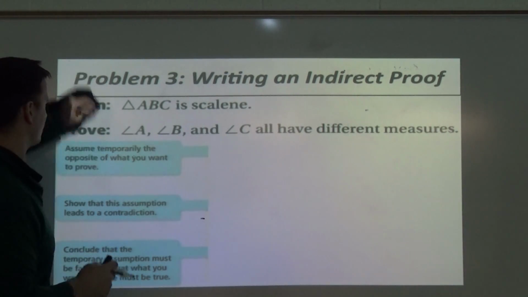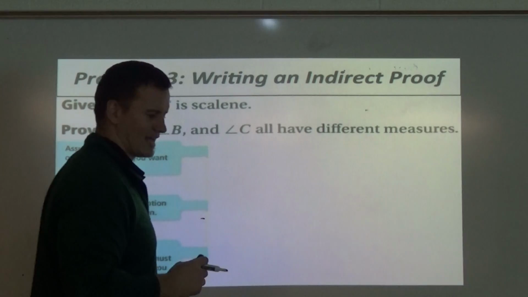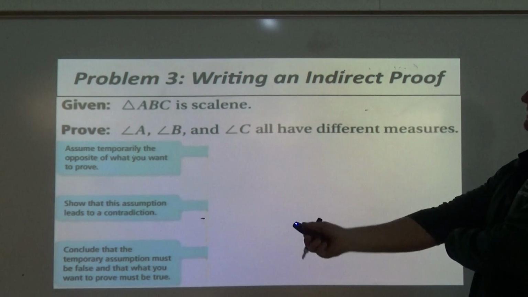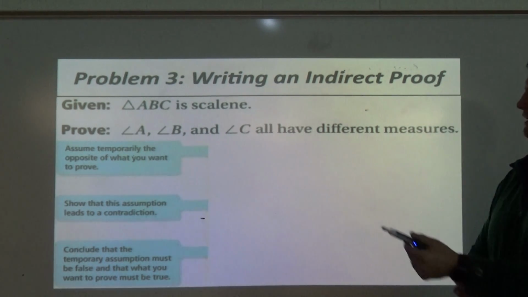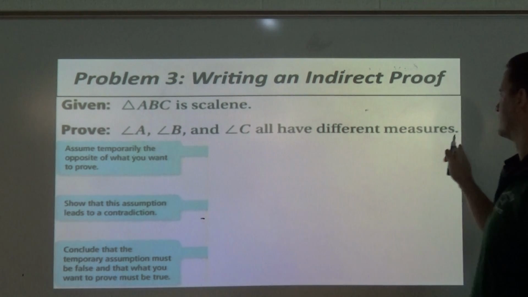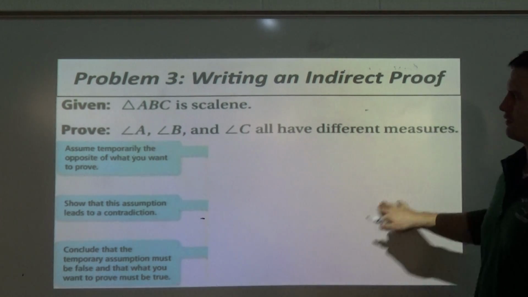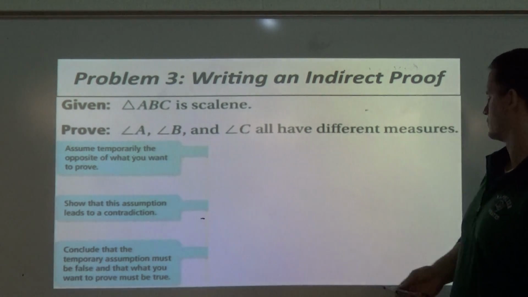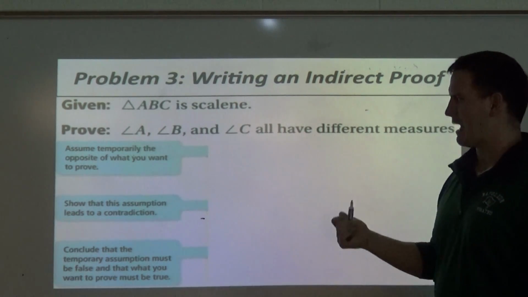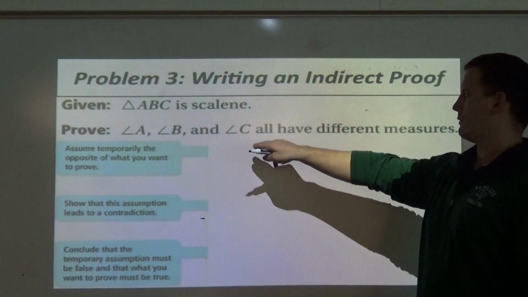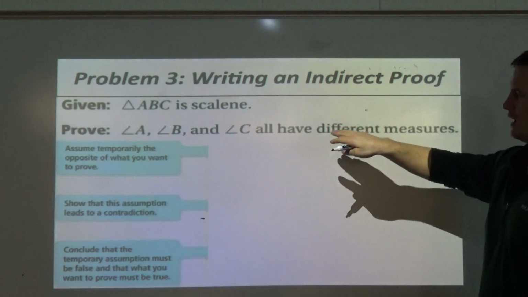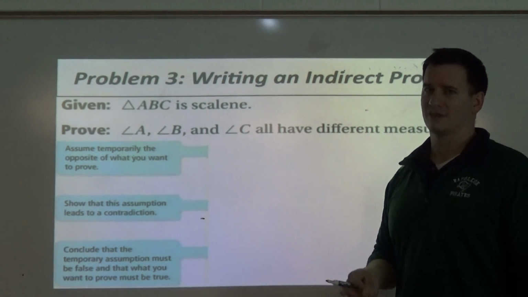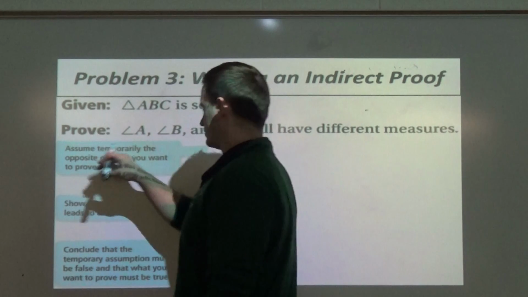Okay. These two examples, we're building us up to this last example for this section. Given ABC is scalene, prove angle A, angle B, and angle C all have different measures. So we are going to assume the negation of what we want to prove. Assume temporarily the opposite of what you want to prove. What do I want to prove? I want to prove that A, B, and C all have different measures. So what would be the opposite of them having different measures? Two of them having the same measure. So that's what I'm going to assume.